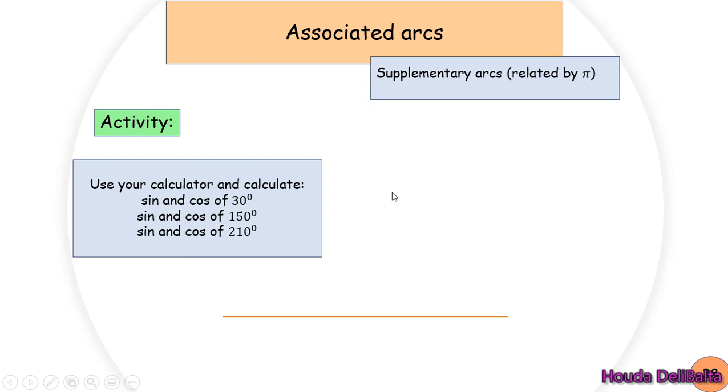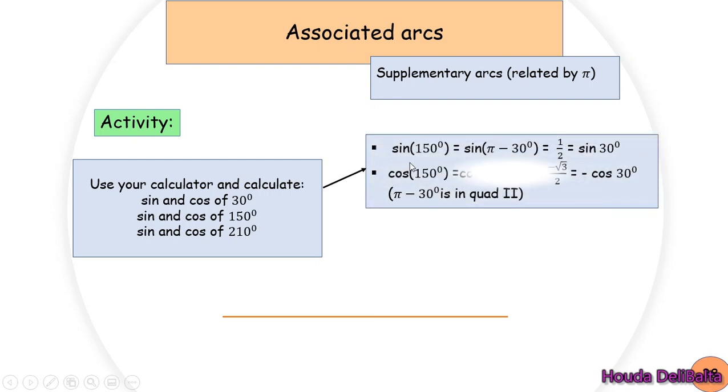Let's get the answers. I guess that you all got the same result, that sine of 150 is half and cosine of 150 is minus radical 3 over 2. What does that have to do with 30?